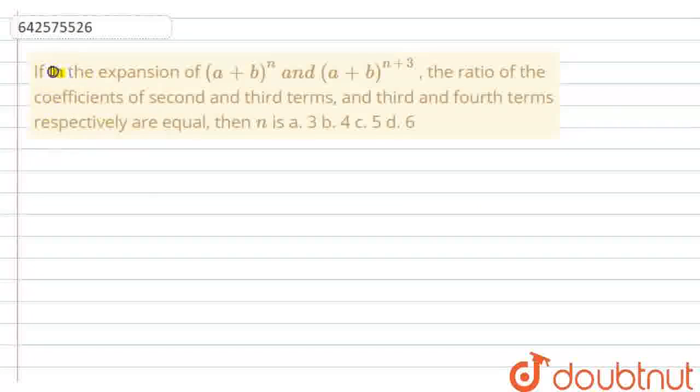The question says that if in the expansion of (a + b)^n and (a + b)^(n+3), the ratio of the coefficients of the second and third terms, and the third and fourth terms respectively, are equal, then n is: a) 3, b) 4, c) 5, d) 6.